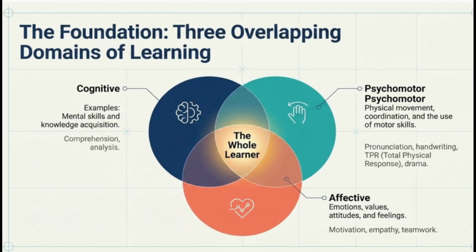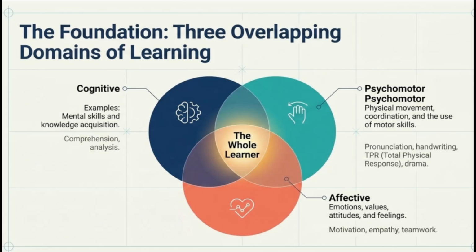To develop the whole learner, teaching should address three overlapping domains of learning: the cognitive, psychomotor, and affective domains. The cognitive domain focuses on thinking and learning. It includes acquiring knowledge, understanding ideas, and developing skills such as comprehension and analysis. The psychomotor domain focuses on physical skills and coordination. In language learning, this includes activities such as pronunciation, handwriting, total physical response, and drama.